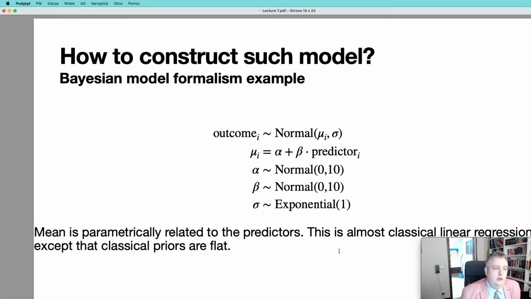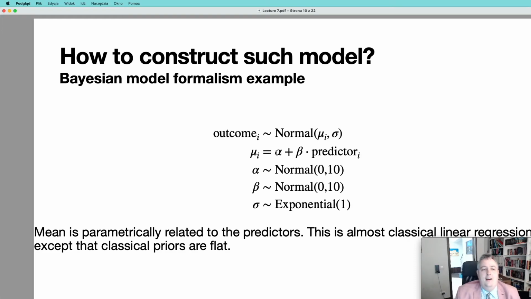And how to practically do it? We can create it using standard Bayesian formalism. And this formalism says generally that each of the outcome measurements is normally distributed with respect to a certain mean and a certain standard deviation. Look at it, however, that those means corresponding to each outcome are also indexed. Why? Because they are related to the predictors. Each of those means is a function of predictors.